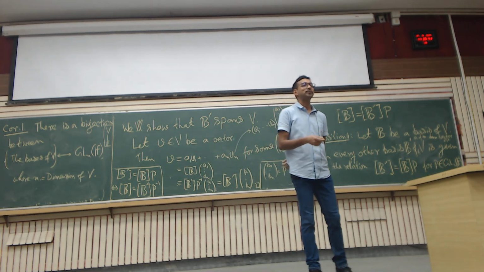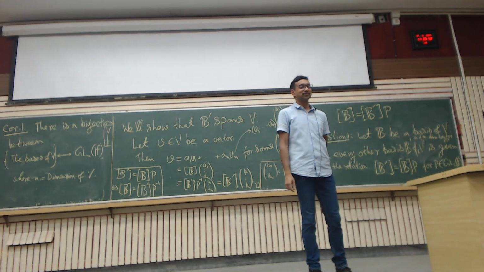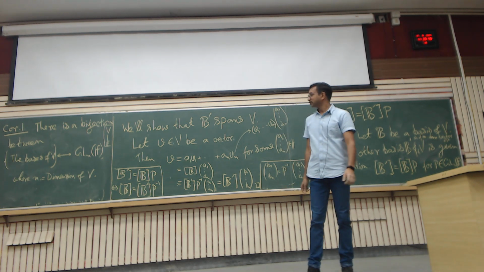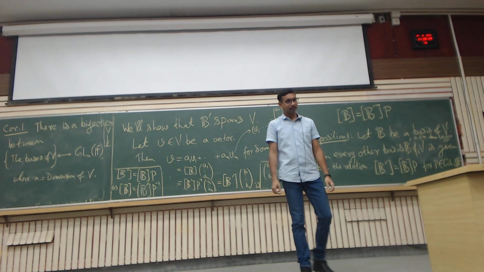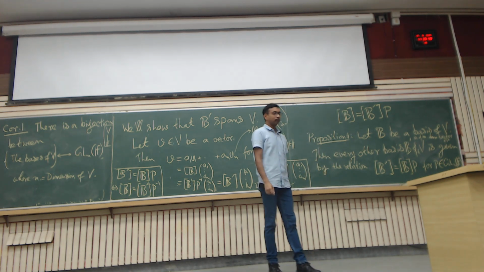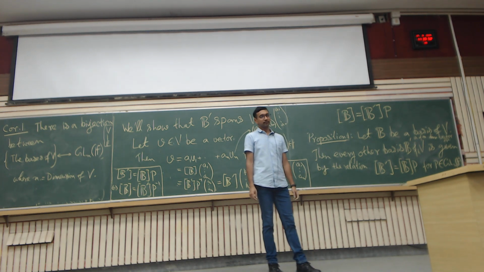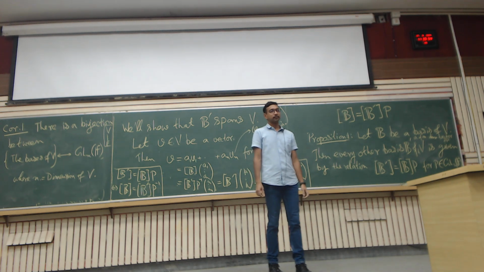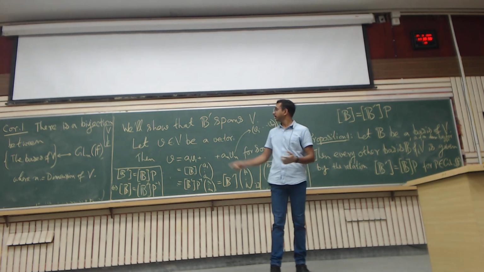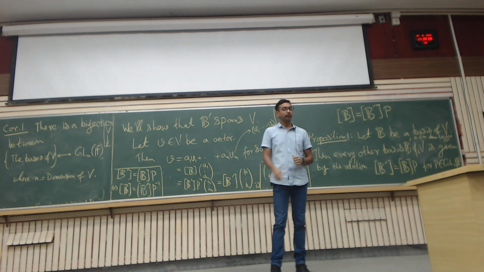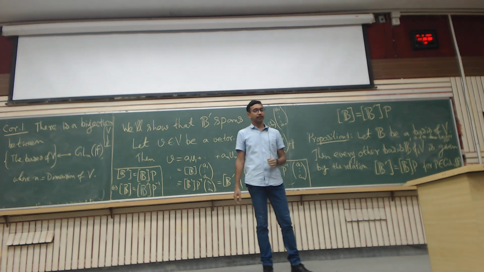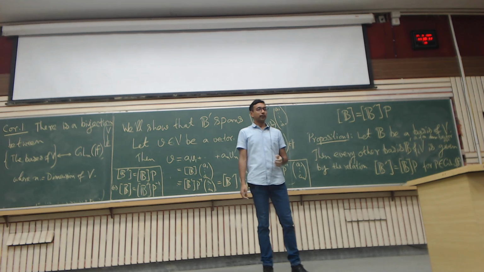So one way to show an injection is that if we are defining the map from the basis of V to GL_n(F), then if we take two unequal elements in the general linear group, their pre-images should also be unequal. So you are taking some P and Q in GL_n, P and Q not equal, and the bases matched to them should not be equal. So you are getting BP and BQ. BP is not equal to BQ.